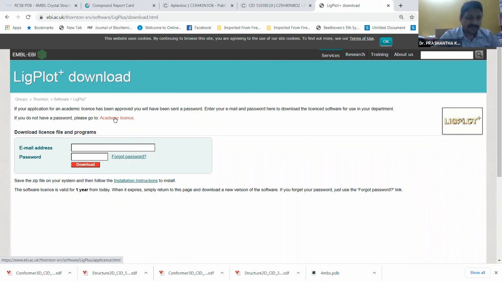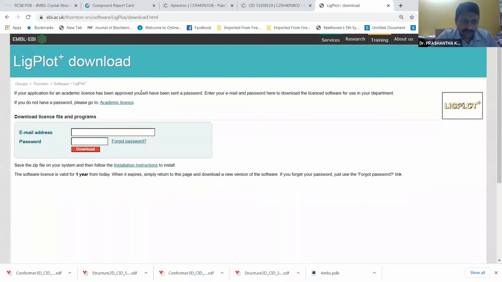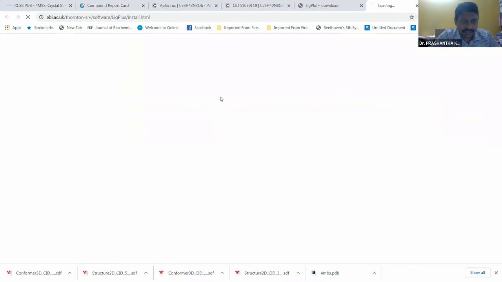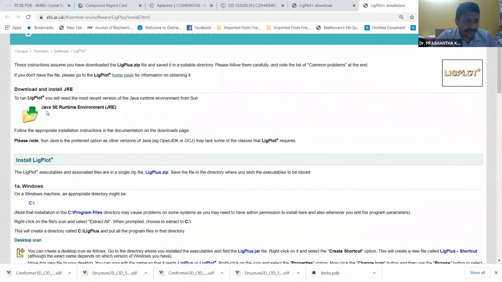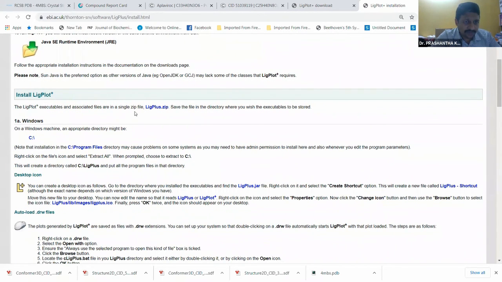And if by chance you are not able to get the LigPlot by any means, I will provide my license file of the LigPlot and you can use it. But to use this, you need to have Java. So install Java and then you can use it. Installation instructions, yeah, if you go through this, it becomes very easy. First download and install Java, then install the LigPlot plus. You will have a ligplus.zip file. Then if we double click, we will have the LigPlot open.